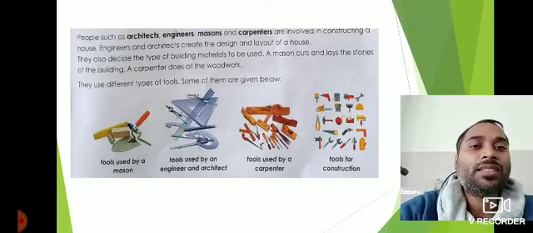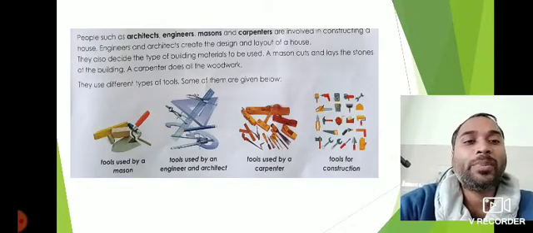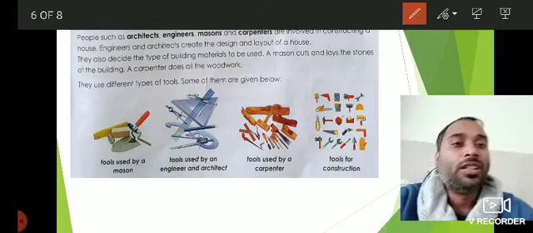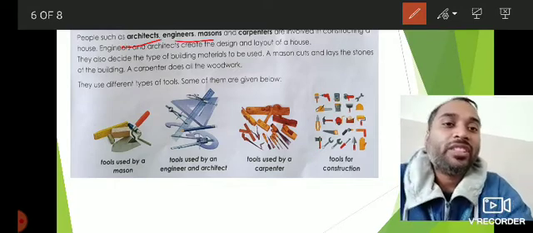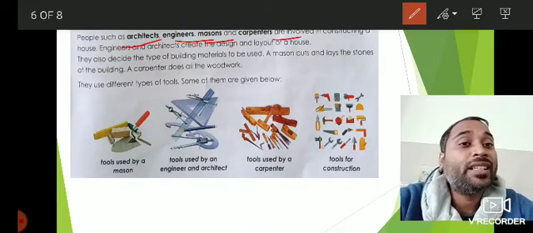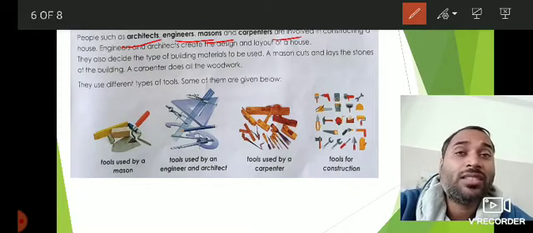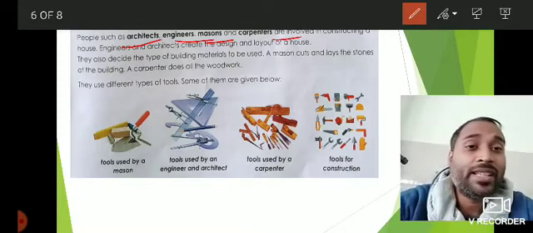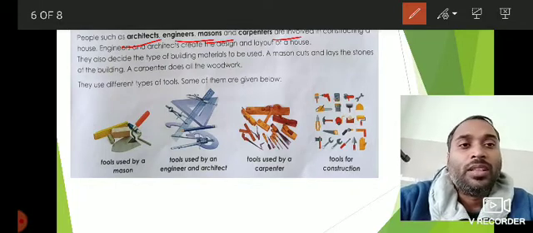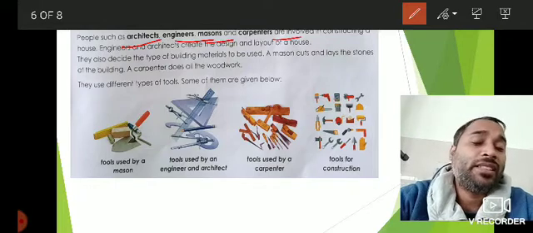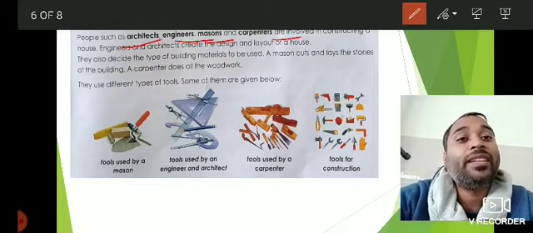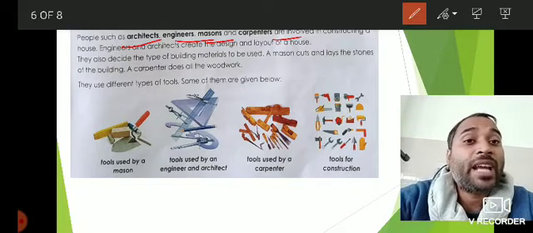People such as architects, engineers, masons, and carpenters are involved in constructing a house. So it's the collaborative effort of all these people to construct a house. Engineers and architects create the design and layout of the house, so that the carpenters and other workers can start working on it based on the design which has been created by engineers and architects. They also decide the type of materials to be used.